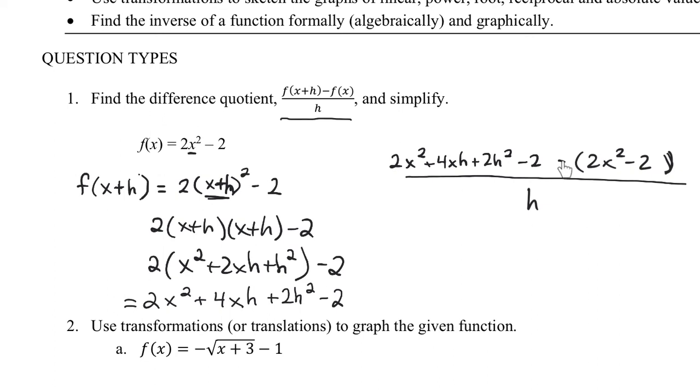Because if you distribute the minus sign here, the 2x squared and this 2x squared would cancel. This, remember, is a plus 2 because you distribute the minus sign, so the plus 2 and the minus 2 would cancel. Any term that's left over after that, after you've canceled things in the numerator, any term that's left over should have h as one of its factors. 4xh and then 2h squared, they both have h as one of the factors. That's how you know you're on the right track.